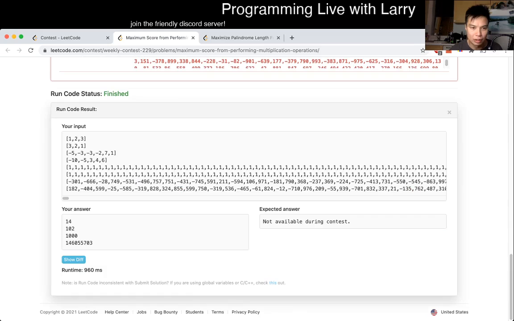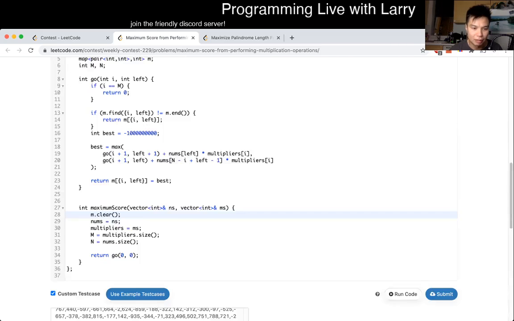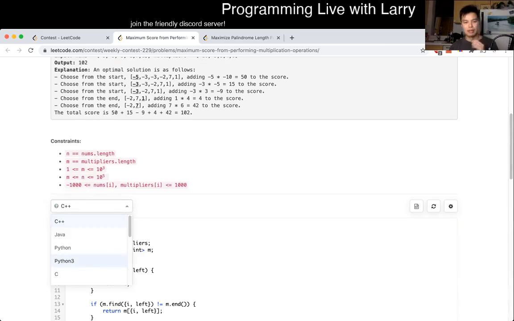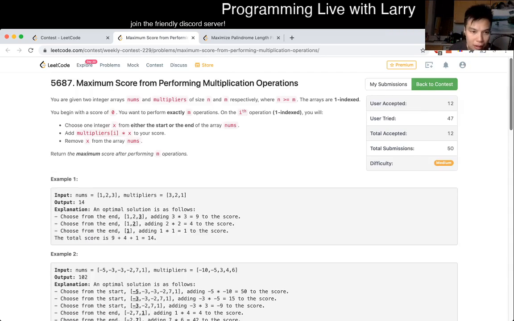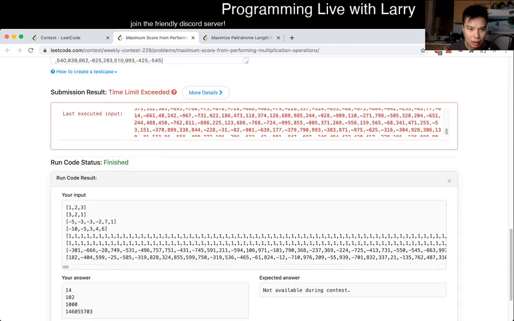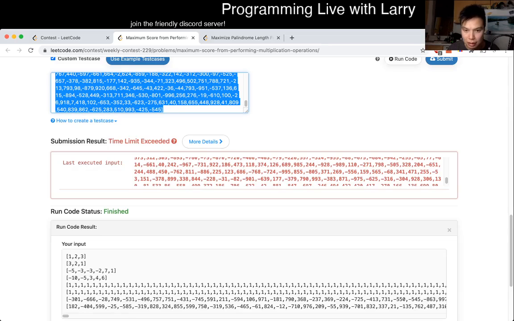Maybe there's a greedy solution. I feel like n square should be fast enough, so I'm a little bit sad about this. Let me copy to my test cases.